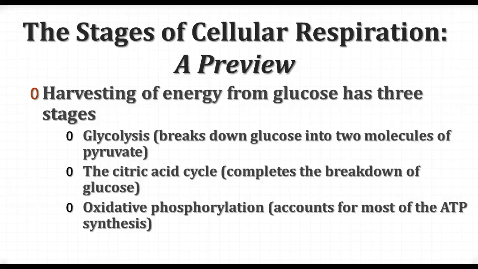So let's just look at the overall process of what's going to happen. We're using glucose as the main molecule. There are other pathways as well, which we'll talk about later, but there are three main stages in the entire cellular respiration process. There's glycolysis, which is going to break down glucose into two molecules of pyruvate. There's the citric acid cycle, which is going to complete breaking down glucose and releasing the carbon dioxide. And then we have the oxidative phosphorylation process. That is where most of the ATP is produced.